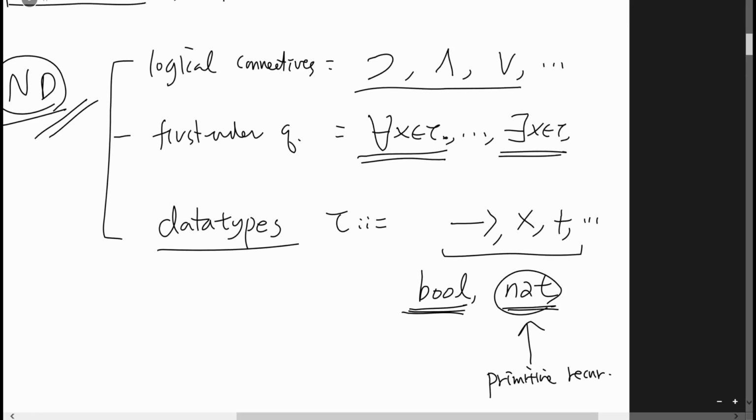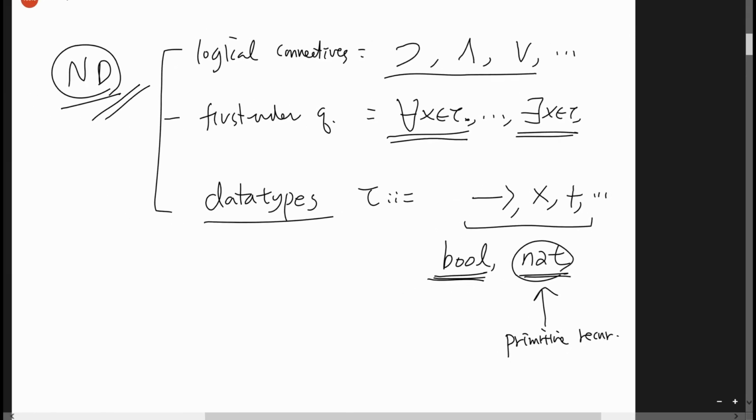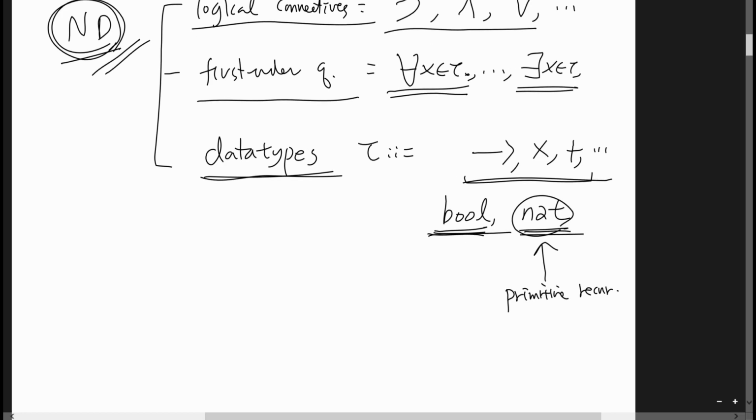So we have applied this principle for natural deduction extensively so far to define logical connectives, first order quantifiers, and data types, general data types, and also basic data types. And the last example where we are going to apply natural deduction is predicates. Predicates on terms.